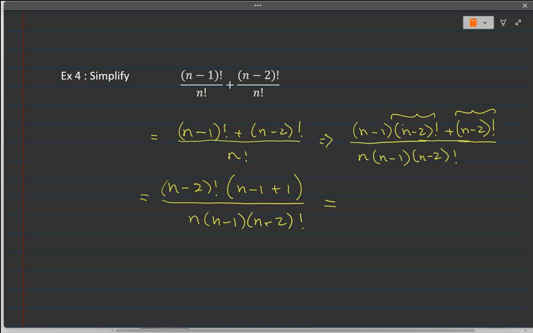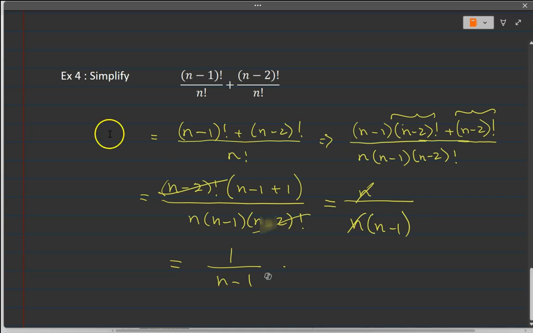Very good. Now we're going to go ahead and simplify. N minus 2 factorial, that divides. The inside of the top, you get n on top because n minus 1 plus 1, that's just n. And then the denominator, you get n times n minus 1. And then the final answer to that, the n and n divides, your final answer would be 1 over n minus 1. That is your final answer, and I hope you found this useful.